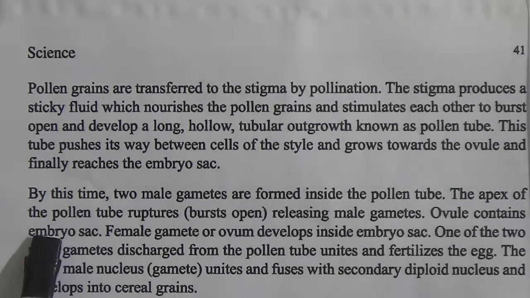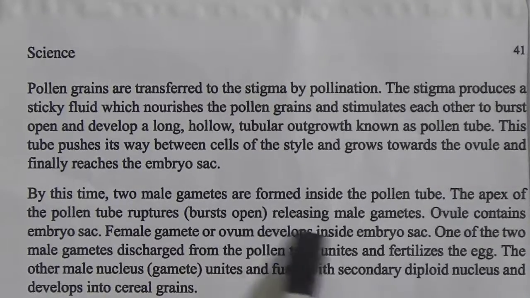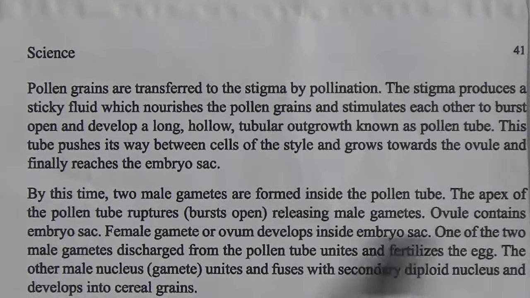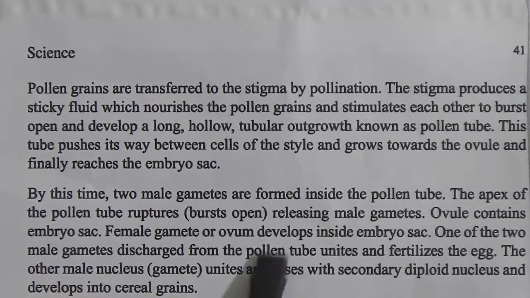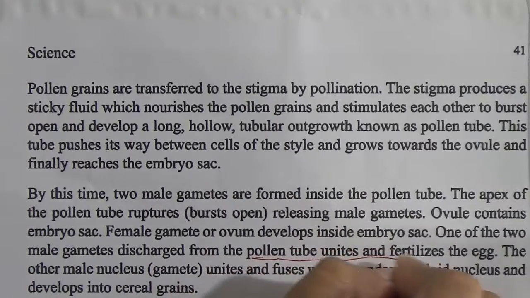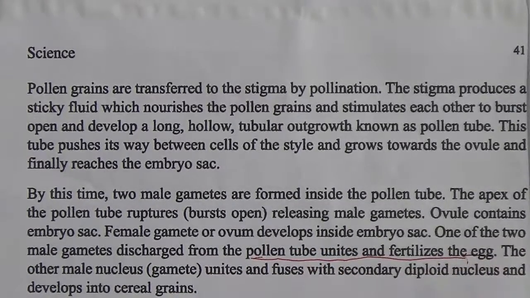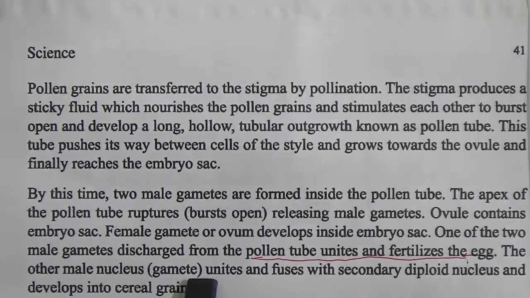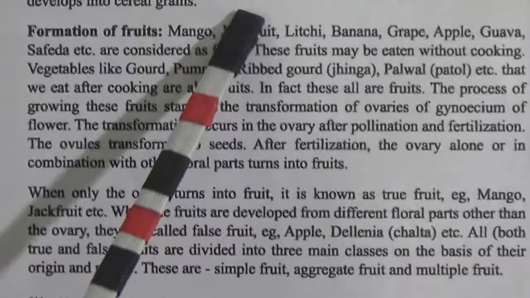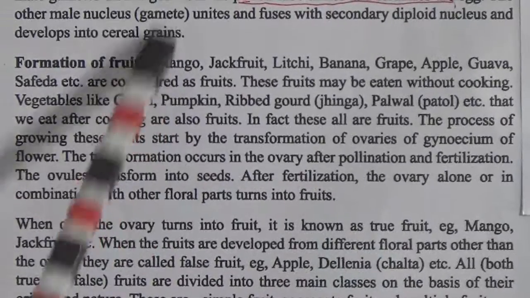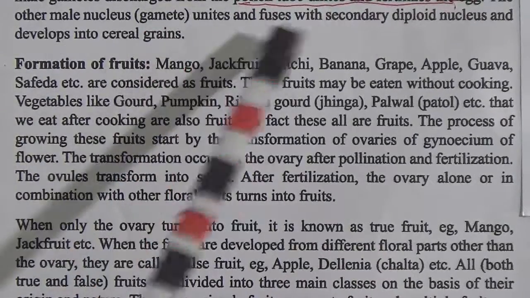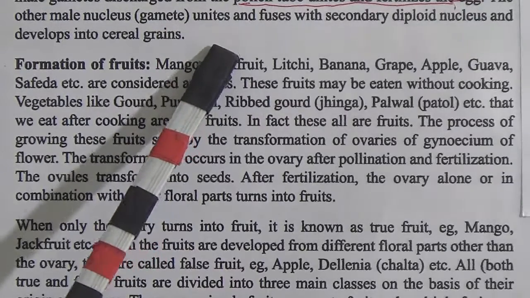The ovule contains the embryo sac. The female gamete or ovum develops inside the embryo sac. One of the two male gametes is discharged from the pollen tube, unites with and fertilizes the egg. But there is another one also. There were two male gametes. The other male nucleus, that means gamete, unites and fuses with the secondary nucleus. We have already seen there is a secondary nucleus, a diploid nucleus, and it develops the endosperm. That means to get the fruit, they have to fuse with two male gametes.